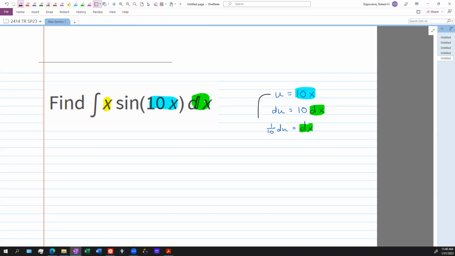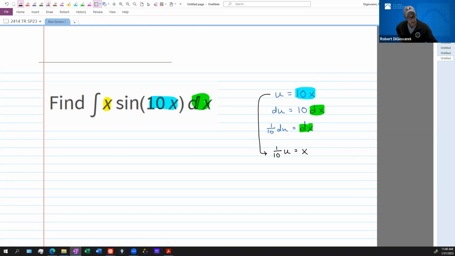But I can take this first equation. Go ahead. I was just saying, why can't you just make your u like 1/10 u equals x? Yep, you can do that. Perfect. Okay, so let's do it. Let's now replace everything and let's see what we have.